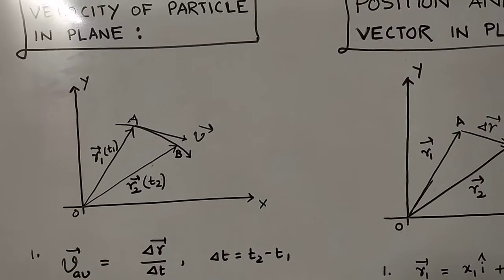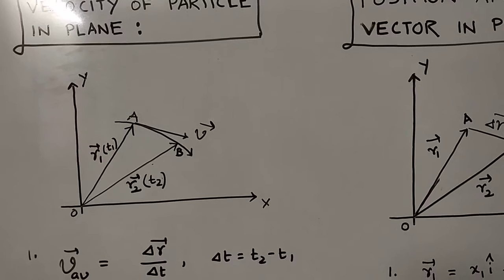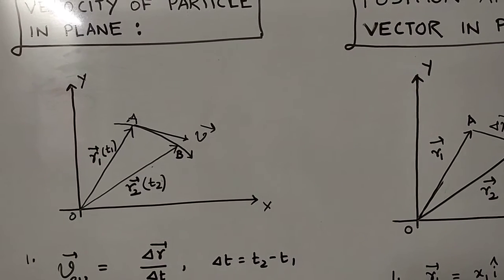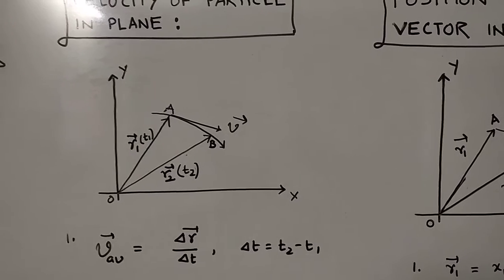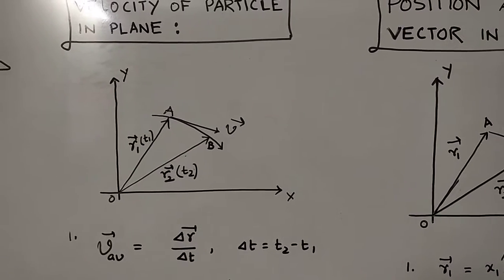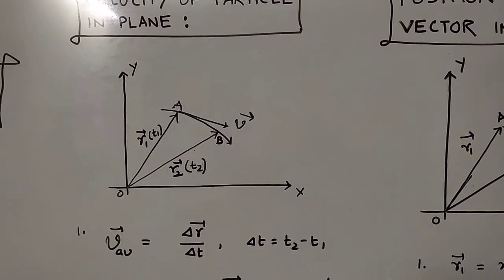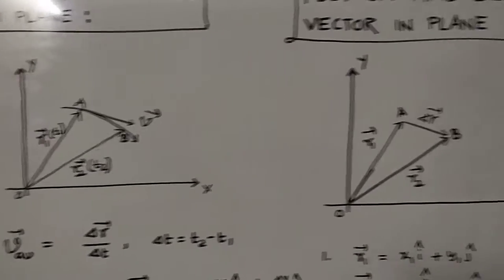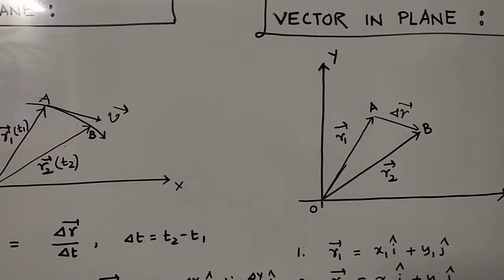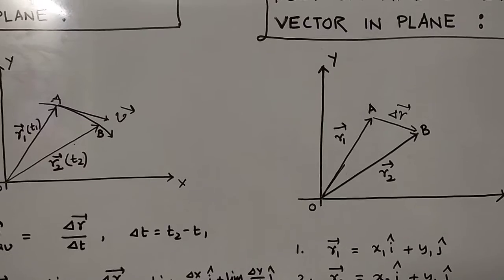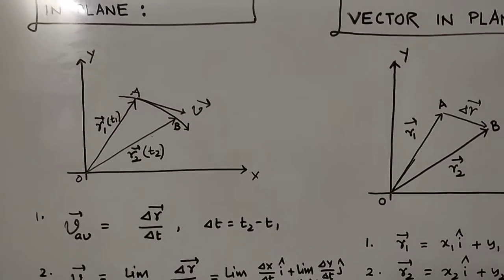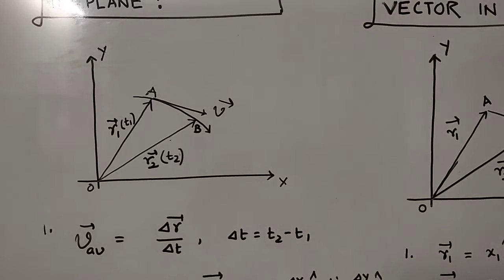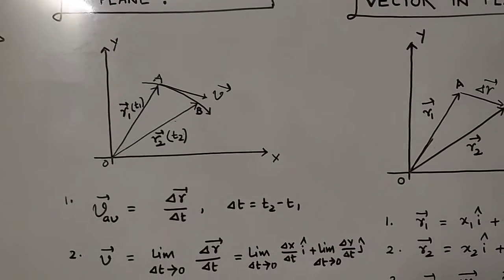Now if you have to define velocity at point A, what you have to do is draw a tangent on the path. The path is your curved path, moving from A to B, and the diagram is almost like this. We have not shown the path here, we have shown a change in position. So if the path is curved, then the tangent at that point gives the direction of the velocity.